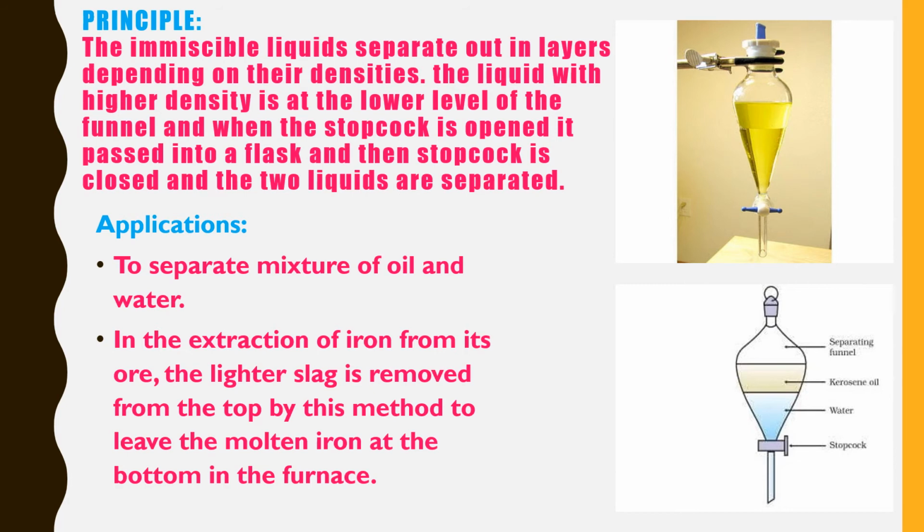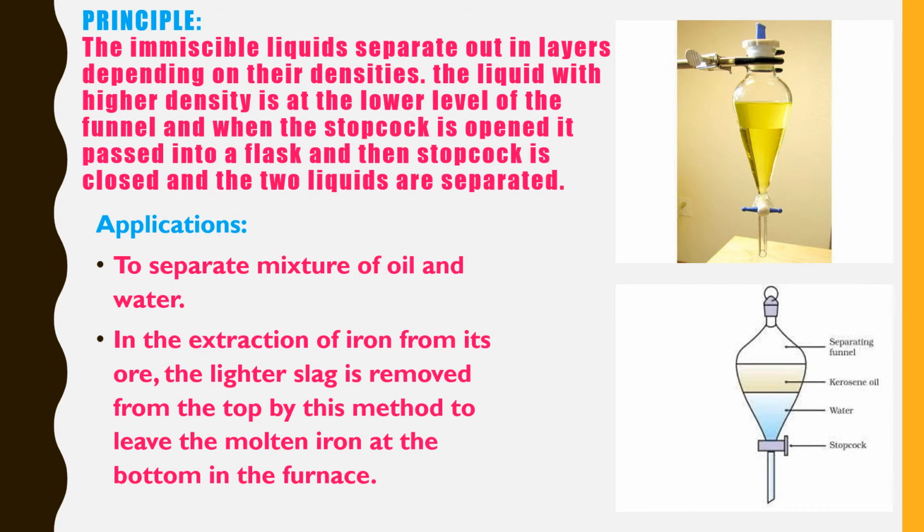The lighter slag. Slag is, you can say, the byproduct left over after the desired metal has been separated from its raw ore. Okay, so it is used in the extraction of iron from its ore. The lighter slag is removed from the top by this method to leave the molten iron at the bottom in the furnace. So these are some of the examples of this very process.